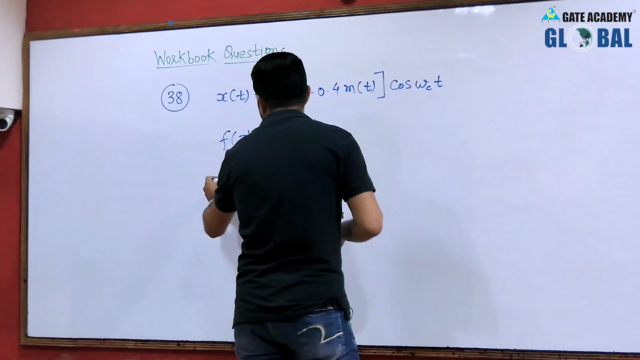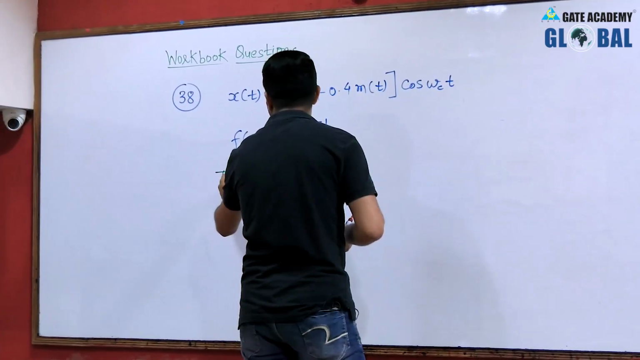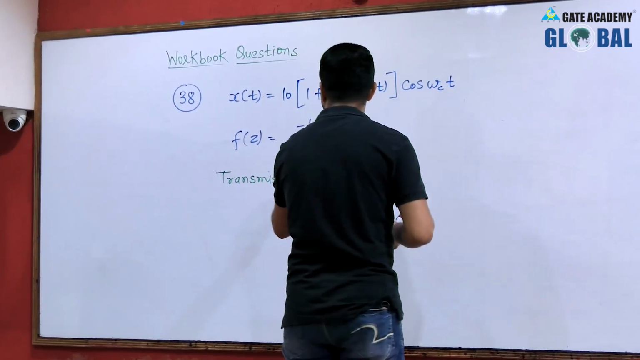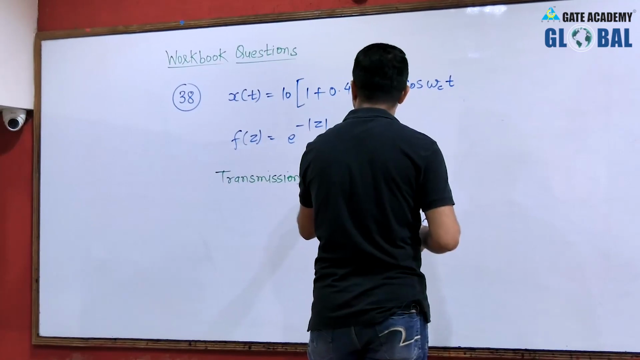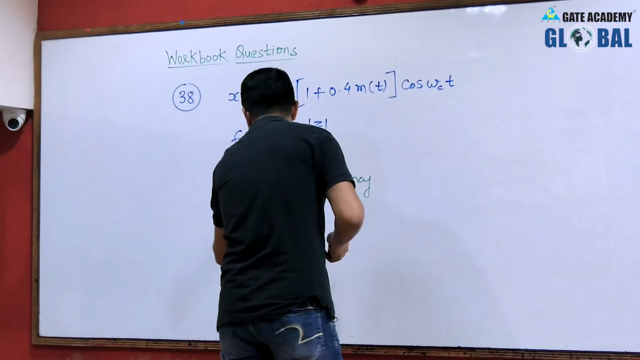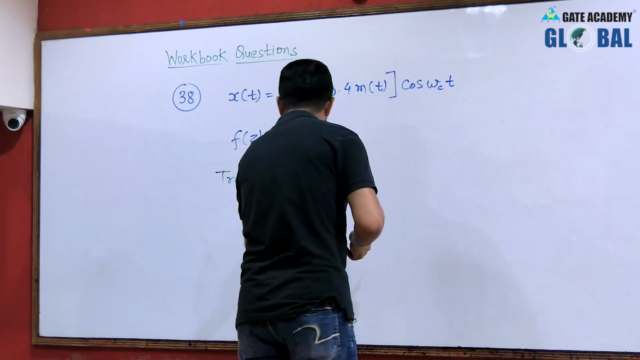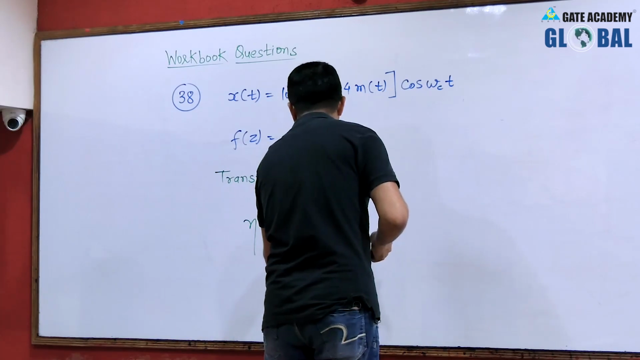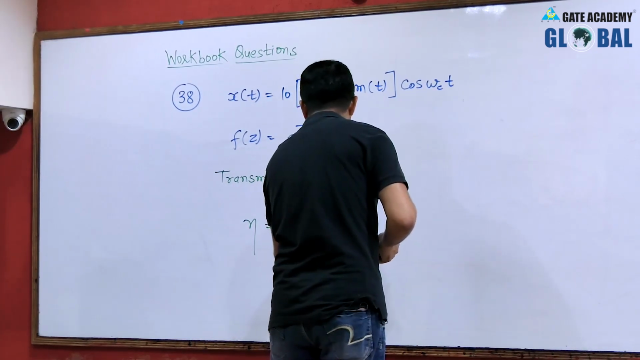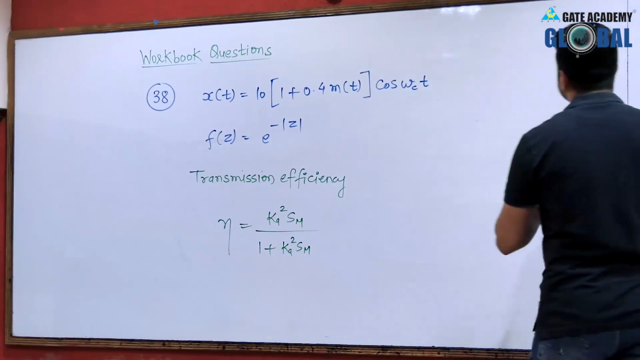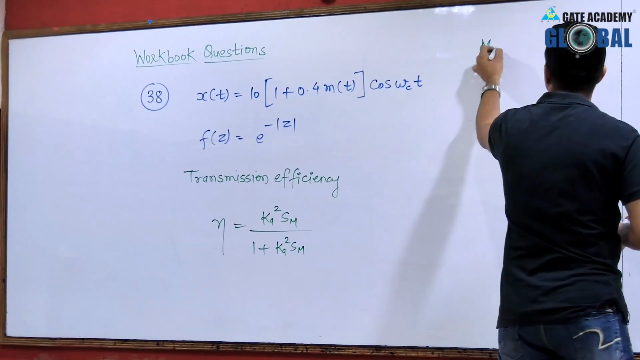So the transmission efficiency, or power efficiency, that we have to calculate is given by eta equal to k square Sm upon 1 plus k square Sm, where this Sm is known as the mean square value. So let us find the mean square value.